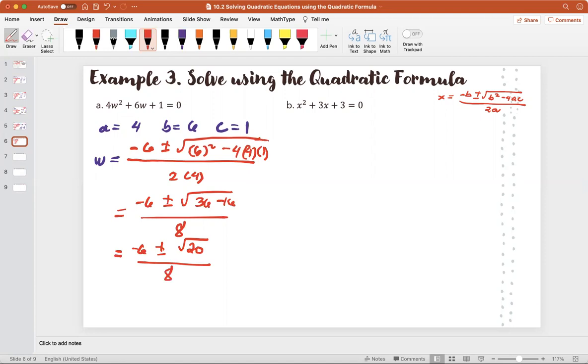We know that 20 is not a perfect square. Now what we can do here is to factor 20, wherein one of the factors is a perfect square. So what are the factors of 20? 4 and 5. All right, we have 4, 5, and then 8. Take the square root of 4. What's the square root of 4 here? 2. So that's now plus minus 2 square root of 5 all over 8.